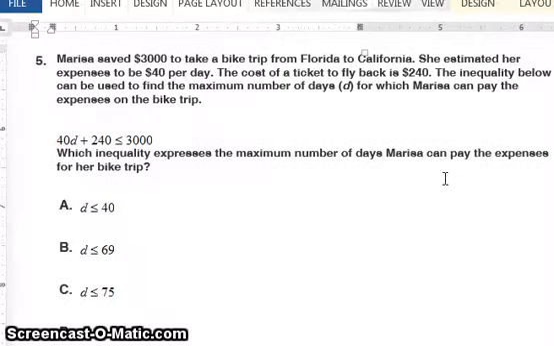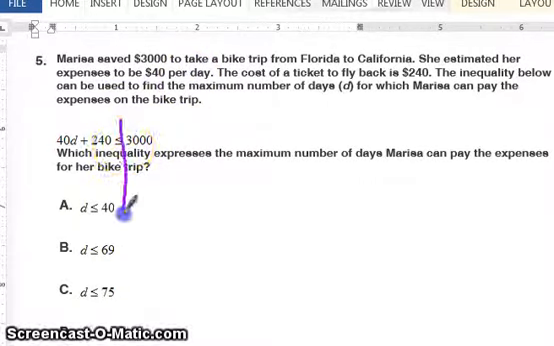Number 5, Marissa saved $3,000 to take a bike trip from Florida to California. She estimated her expenses to be $40 per day. The cost of a ticket to fly back is $240. The inequality below can be used to find the maximum number of days, D, for which Marissa can pay the expenses on the bike trip. 40D plus 240 is less than or equal to 3,000. Which inequality expresses the maximum number of days Marissa can pay the expenses of her bike trip?